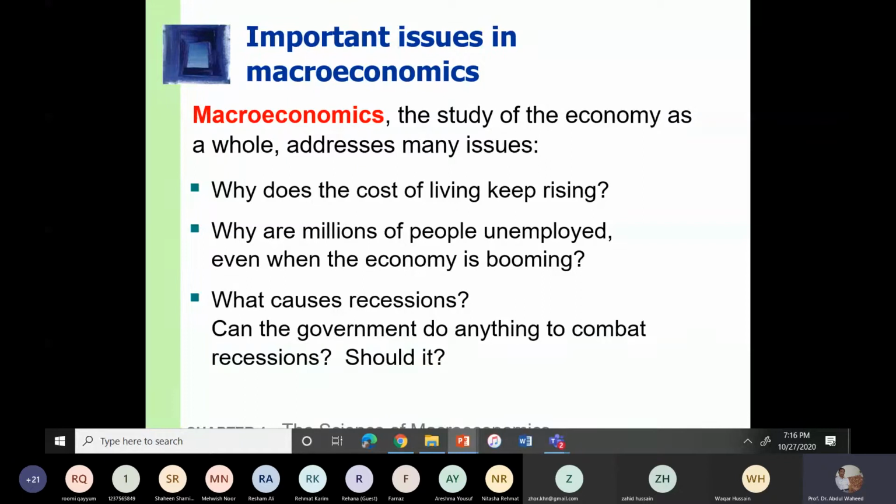And we will also discuss the business cycle. In the business cycle, there are different phases: peak, recession, trough, and recovery. So recession is the lowest point, the declining point. So we will discuss what recession is, what the causes of recession are, and what government can do to combat recession.